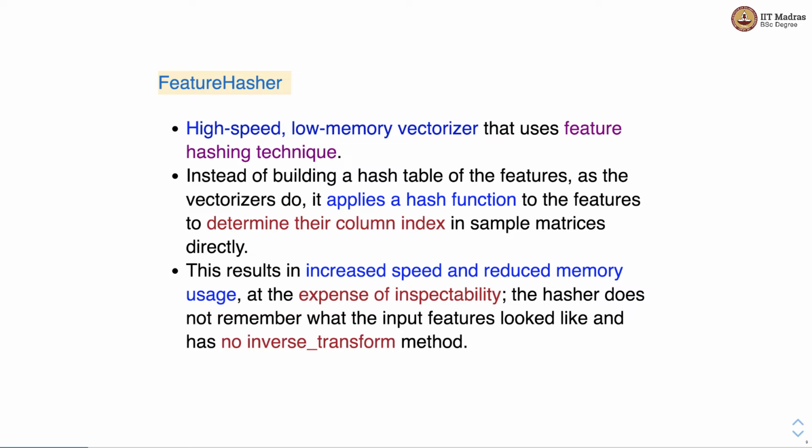So that's the cost we pay, but it is extremely fast and efficient to use, especially when we have a very large number of features. FeatureHasher is typically used in cases like text classification, where we have very high dimensional feature vectors. And the FeatureHasher outputs a sparse matrix, in the form of scipy.sparse.